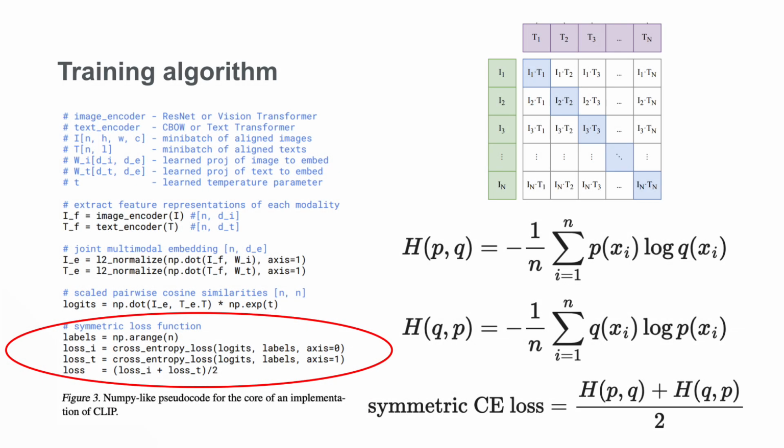And here we see the training algorithm. We see that we're using a symmetric cross-entropy loss. What does it mean, symmetric cross-entropy loss? We're going to be computing first the image to text loss and then the text to image loss. So cross-entropy is not commutative. That's why we need to compute these two losses and then average them.